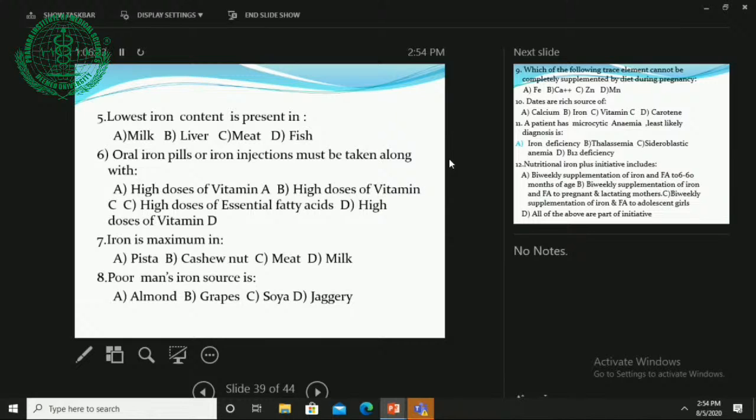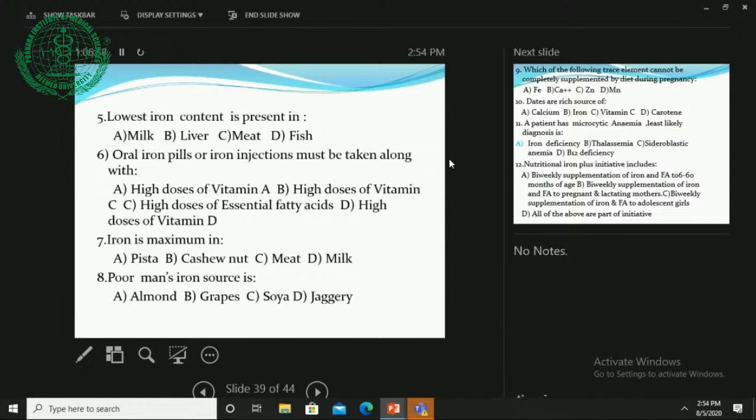Seventh MCQ: iron is maximum in, and the options are pista, cashew nut, milk. Here the right option is pista. The richest source among nuts is pista. It contains about 14 milligrams of iron in 100 grams of pista. Here I would like to tell you that even pumpkin seeds are a rich source, or we may say the richest source of iron, even more than pista.